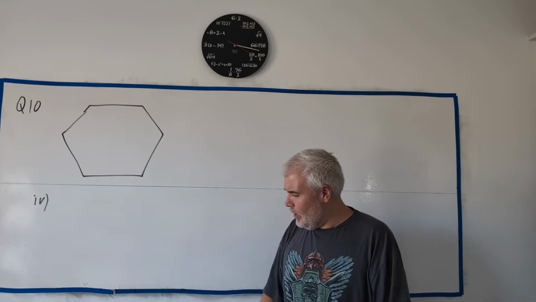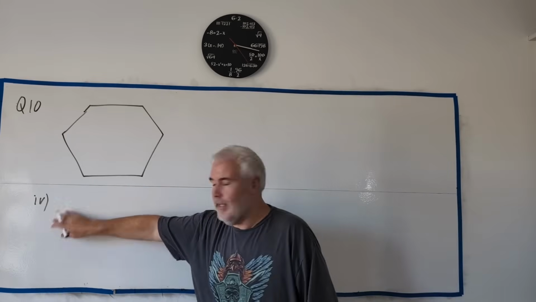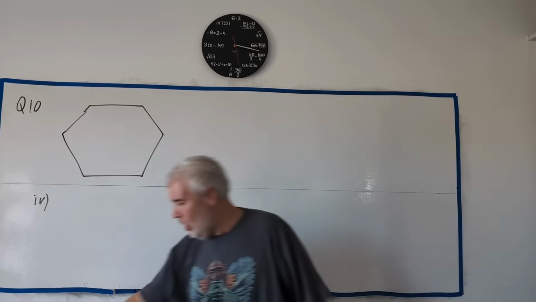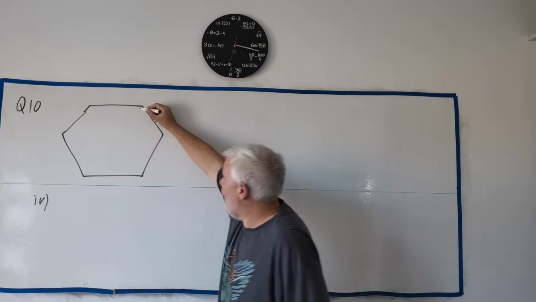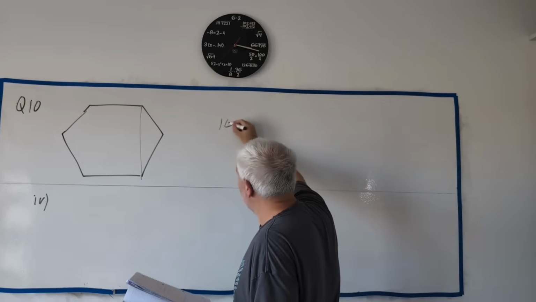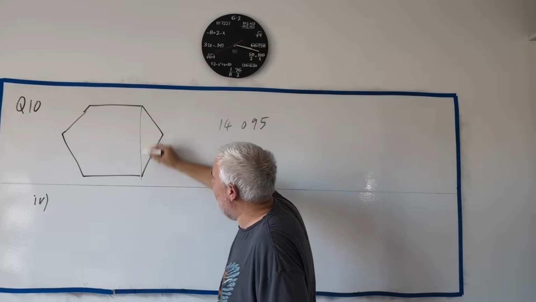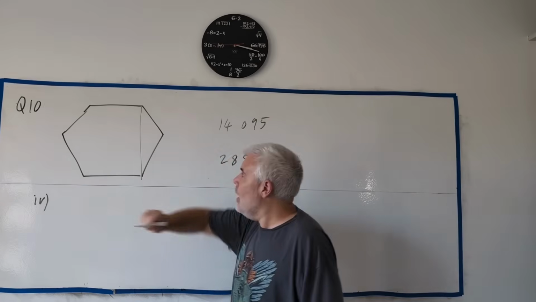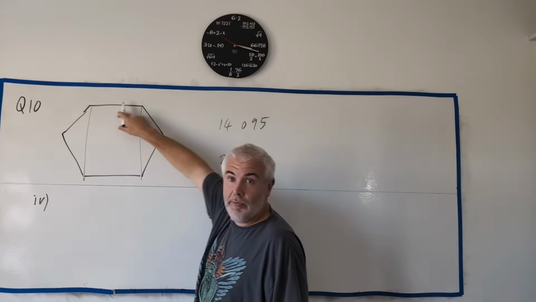It seems my camera gave up there partway through that question, so I'll have to jump back in on part 4. They ask us for the total area of this shape. Now, it's not as hard as it looks, because remember, we found the area of this shape over here. It's something like 14,095. We've also found the length of this here. That was 288.